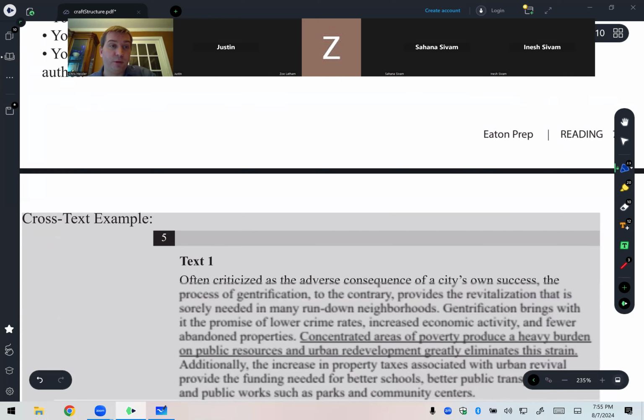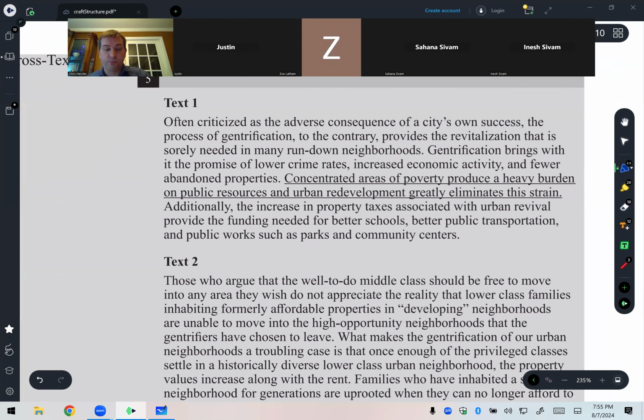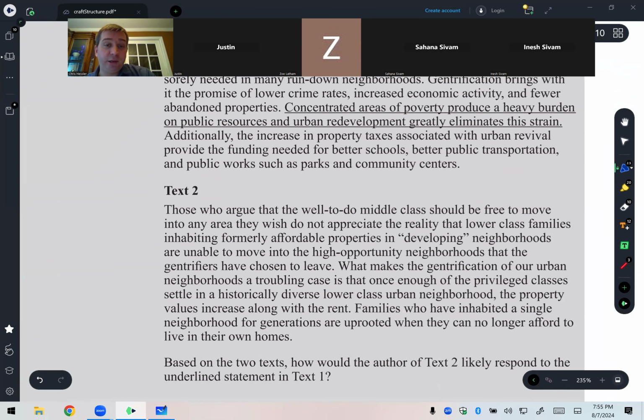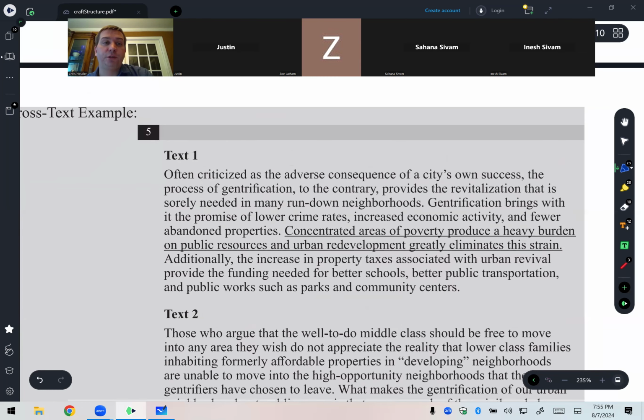So we're going to look at an example for the cross text, the paired passage. I'm going to read these passages. We're going to try these together. Don't look at the answer yet. It looks like they're both talking about the topic of gentrification, and these authors probably disagree with one another. Just get used to the idea that we have 2 different authors here, and they probably are not in agreement. I'm going to read the passages, and they're asking us how the author of text 2 would respond to the underlined statement in text 1. I'm going to read the first author's passage.